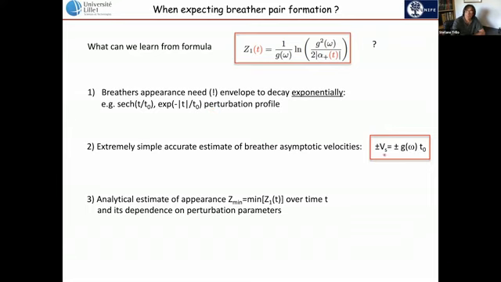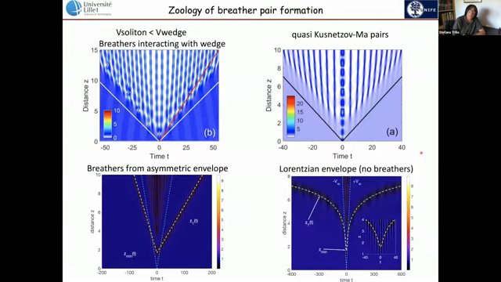Again, the velocity is asymptotically given by this formula, which is very simple. I don't have time to go through the details, but this is some zoology. Look, for example, at the bottom plots. You can get the breathers from an asymmetric envelope, and still the formula works pretty well to detect the breathers. You can have a very slowly decaying envelope, like a Lorentzian. In this case, you don't get any breathers. You get this peculiar form, but still the formula predicts the peak of the occurrence.